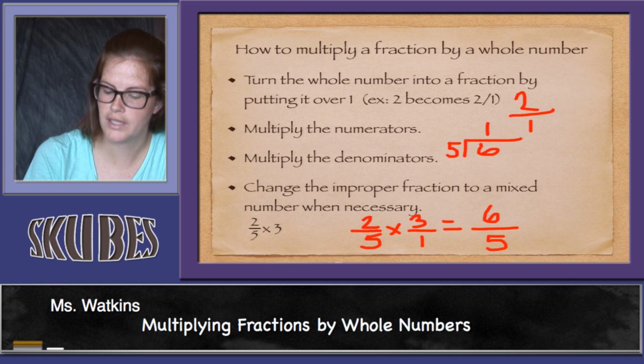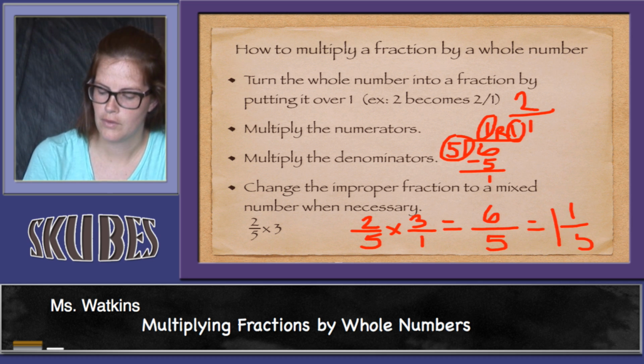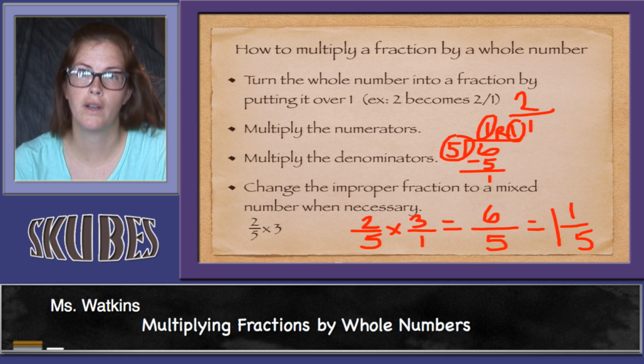6 one time. 1 times 5 equals 5. And that would leave me with a remainder of 1. So to write this as a mixed number, my 1 becomes my whole number, my remainder becomes my numerator, and my denominator stays the same. So it could also be written as 1 1/5.